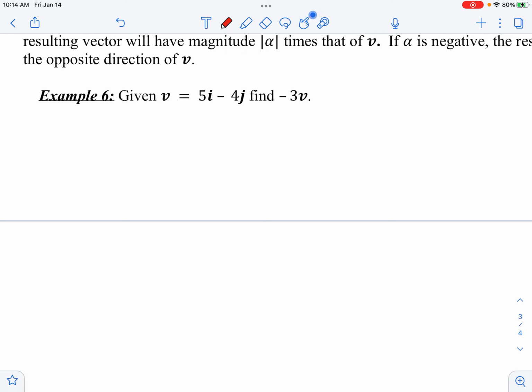All right, given the vector v equals 5i minus 4j, you're going to multiply it by 3 and take the opposite of it. So we have negative 3v is equal to, you multiply the components by negative 3. So that's negative 15i plus 12j. And what would happen there is that it would change direction and it'd be 3 times as long.